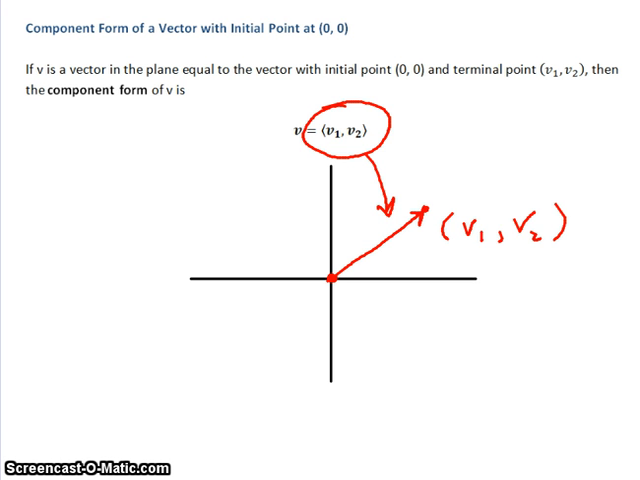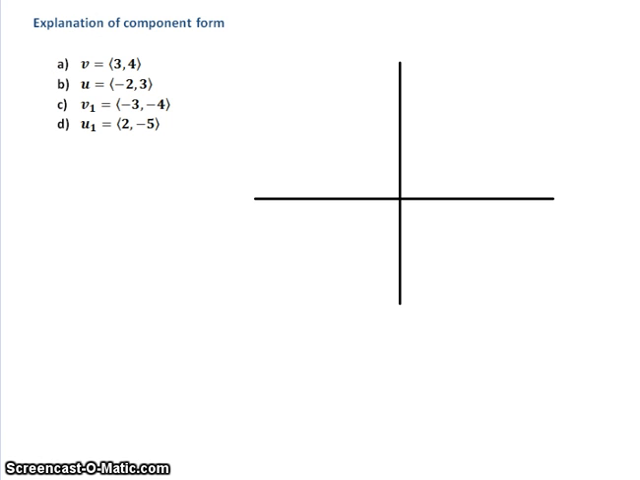this here is our vector written with the component form like so. We're going to get a little bit of practice with a couple of examples here. Let's start off with this one here. We have vector v equals 3, 4. So to find out what that vector looks like, we go out a distance of 3, go up a distance of 4, and we've got vector v right there.